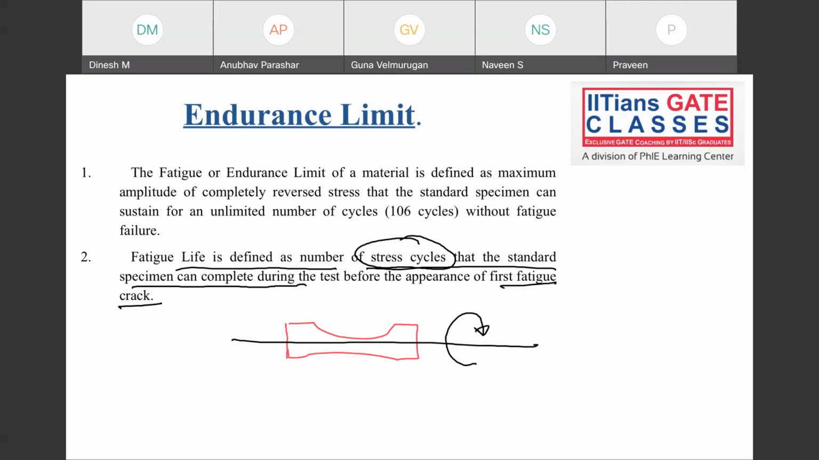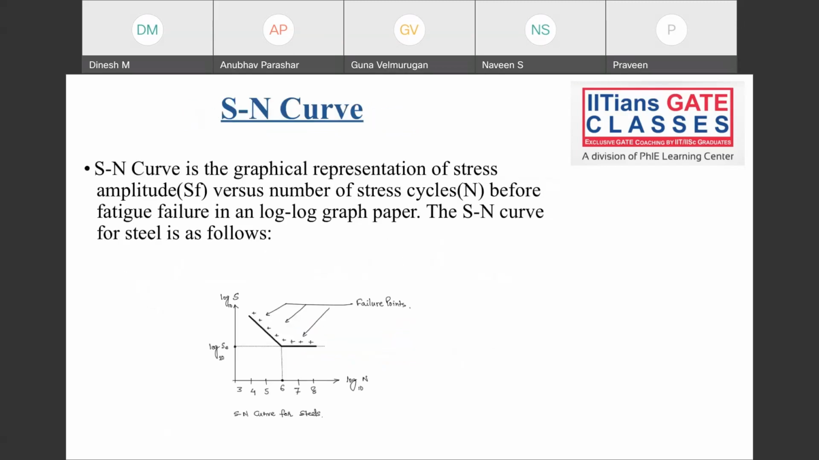We will try to understand even more. So let us see what exactly is an SN curve. Using the SN curve, we actually predict what?